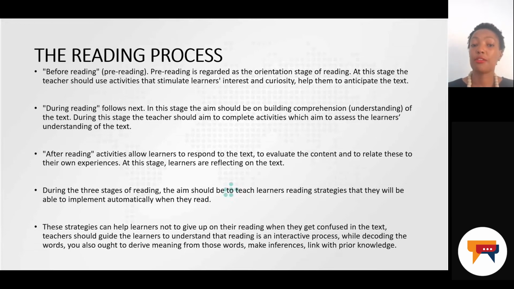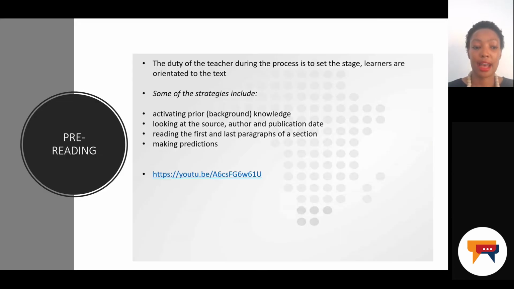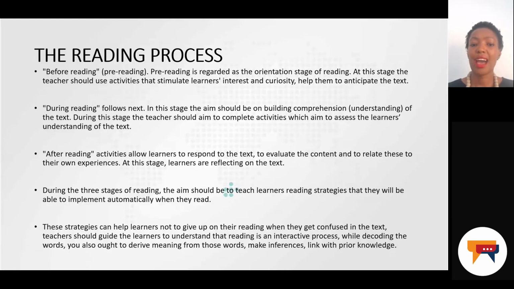During reading phase then follows next. In this stage, the aim should be on building comprehension, building an understanding of the text. During this stage, the teacher should aim to complete activities which aim to assess the learner's understanding of the text. Then there is after reading. After reading activities allow learners to respond to the text, to evaluate the content, and to relate these to their own experiences. At this stage, learners are reflecting on the text.